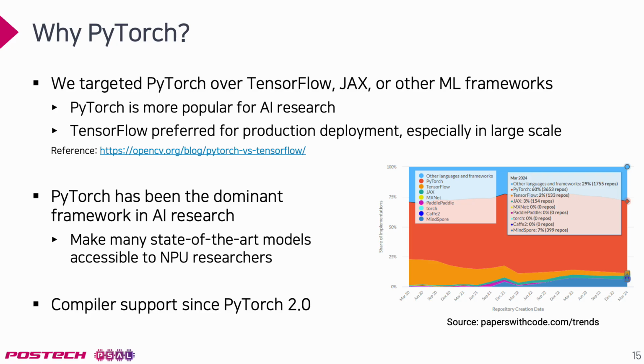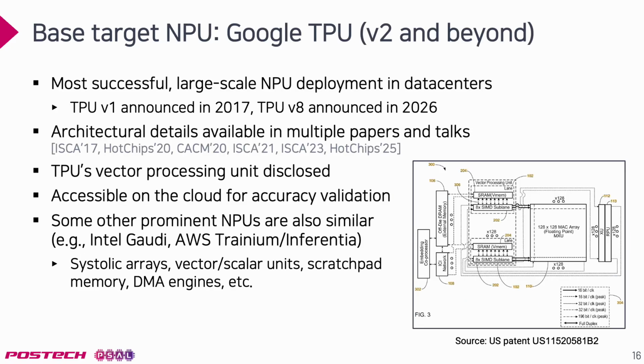In addition, while early versions of PyTorch lacked compiler support, compiler support has been added since PyTorch 2.0, for several years now. And when it comes to the MPU architecture, we use the Google TPU architecture as the base architecture. Google TPU is among the most successful MPU architectures that has been deployed in data centers at large scale. It has matured for more than 10 years and is currently at the 8th generation.